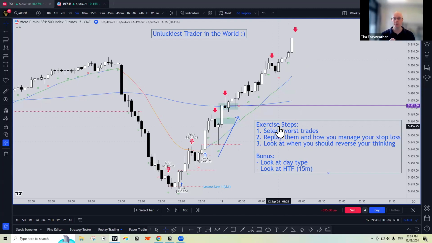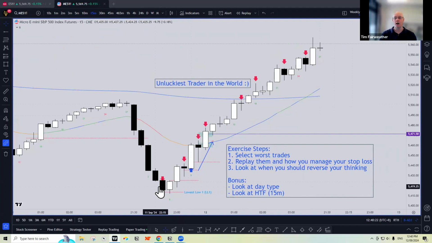I also have some bonus points below, which is look at the different kind of day type for intermediate traders that are interested in further development, and also look at a higher time frame chart. Here is a 15-minute chart, and you can see what happened. 15-minute traders had to take a loss or got out break even. Other 15-minute traders took a loss here, had to get out. Some tried to scale in, maybe they got out. But at some point in this region, both the 5-minute and 15-minute traders all agreed we were going high.